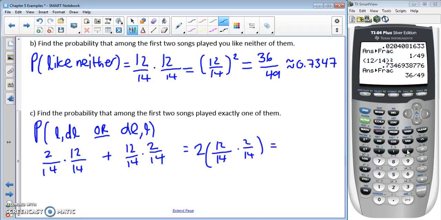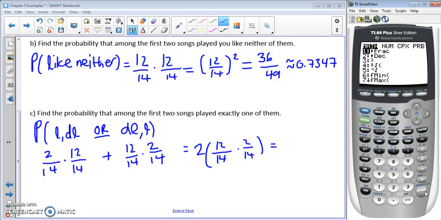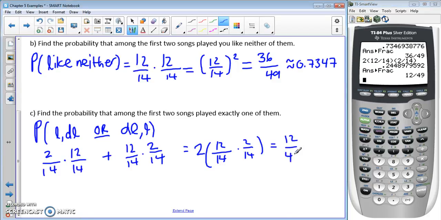So let's see what that is. So 2 parentheses 12 divided by 14, close parenthesis, open a new one, 2 over 14, and enter, and then math, enter. So 12 out of 49, or that's approximately equal to 0.2449.